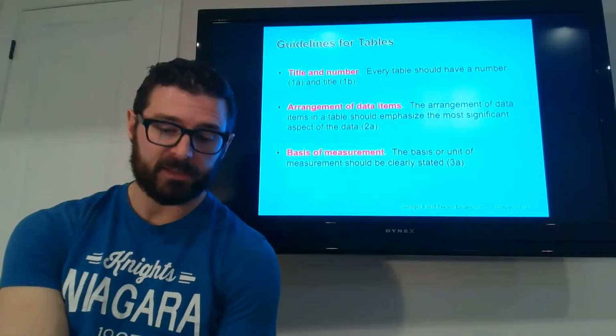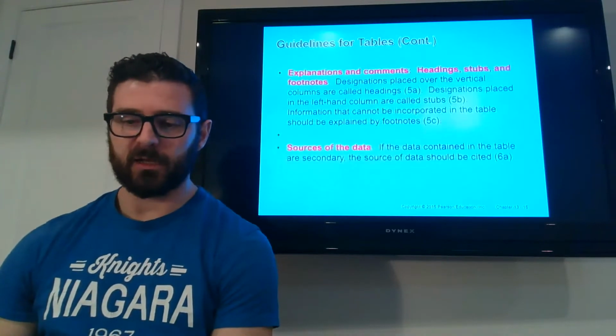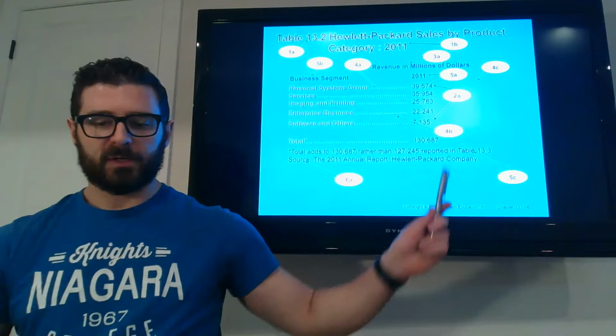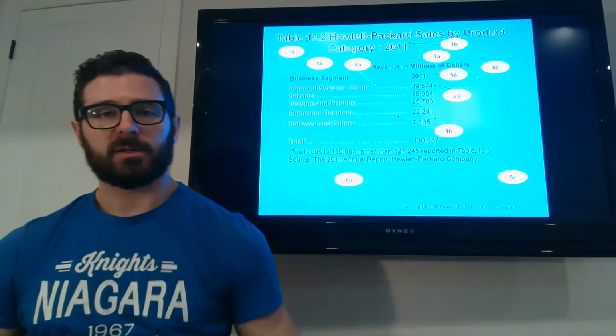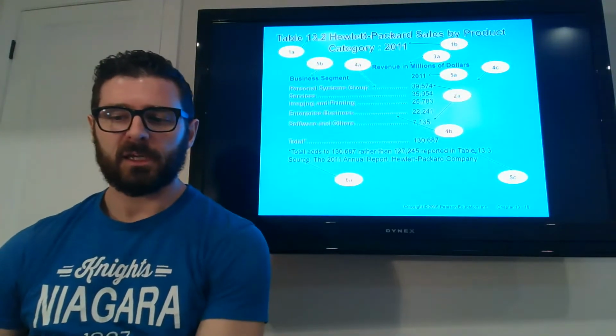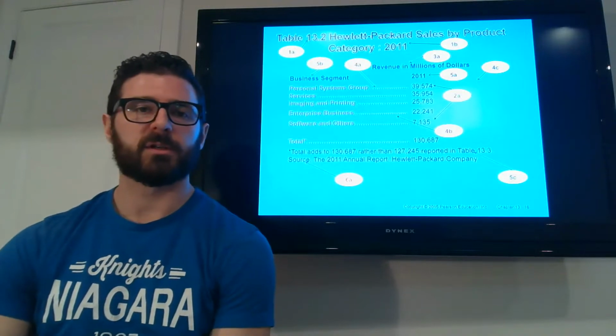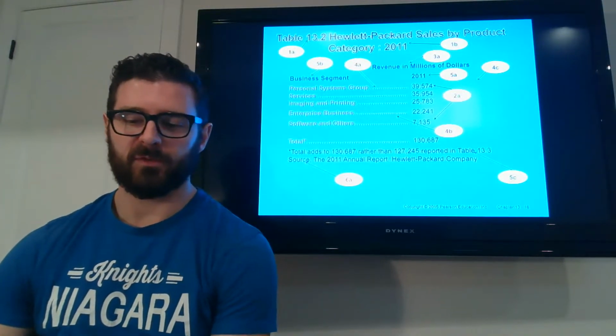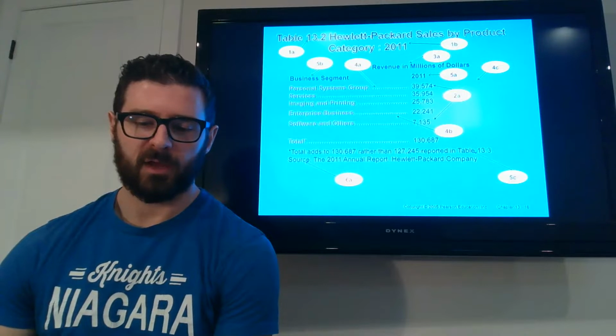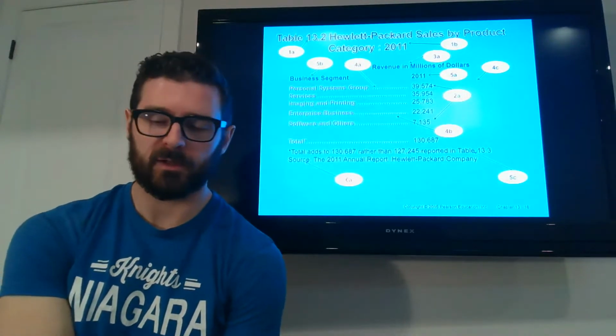And the basis of measurement should be clearly stated. We can see at the top here, it says revenue in millions of dollars. This is key. You might even want to say the currency as well. In this case, I think it would benefit from identifying the currency, but we probably assume that it's US dollars.